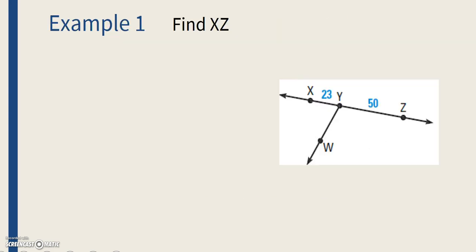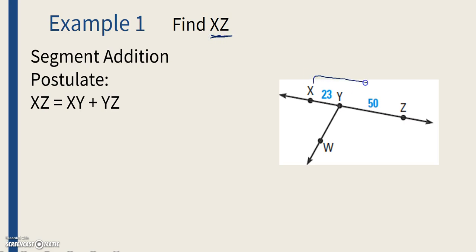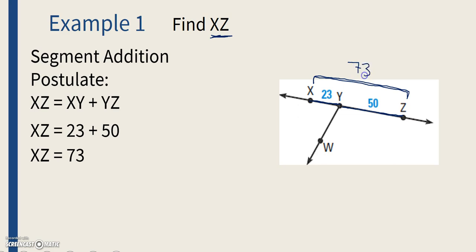Okay, so here's our first example. We have XY. We're trying to find XZ, sorry. So we're trying to find this whole length between X and Z. We can use the segment addition postulate because we know that XY plus YZ is going to give us that whole length. So all we've got to do is add the two together. 23 plus 50 is going to give us 73, which tells me that XZ, or this whole length, is 73.